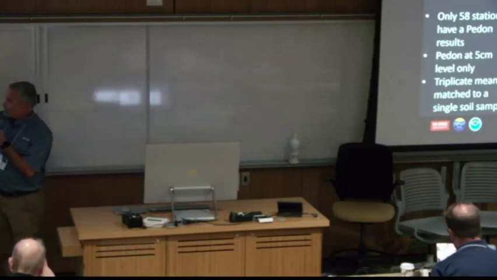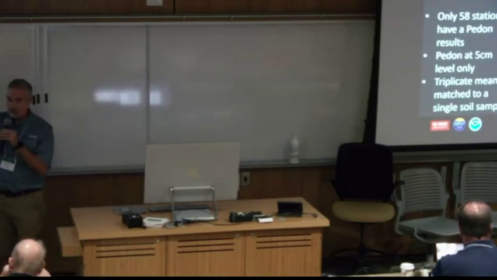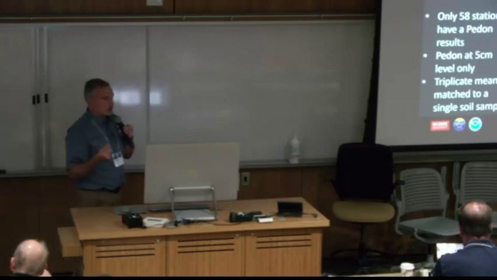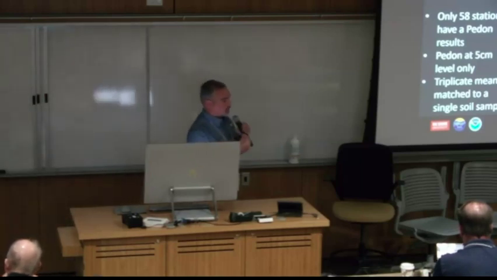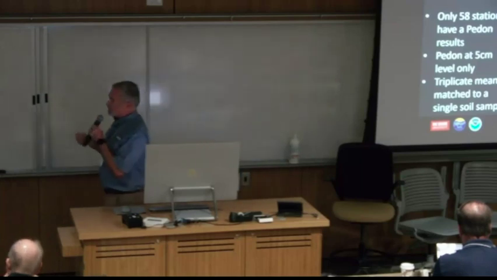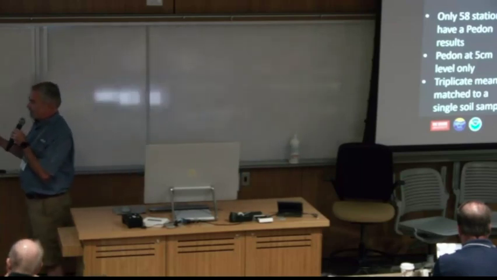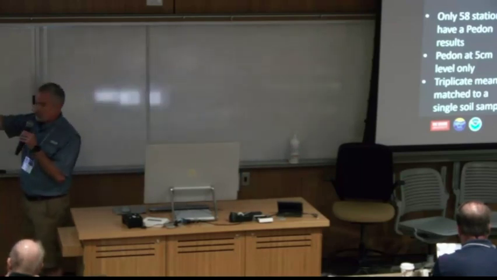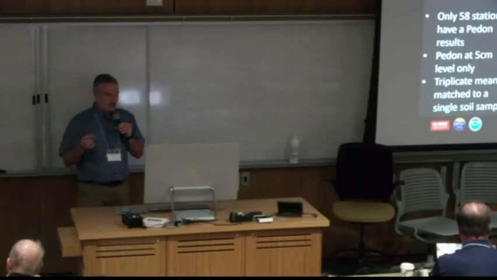CRN only has PET-on results for 58 stations, and 570 is all of our stations. So it's a little unfair to compare the PET-on results to all stations' data since we don't quite have it yet. We only have PET-on results for the 5 centimeters, so it's even more restrictive there.